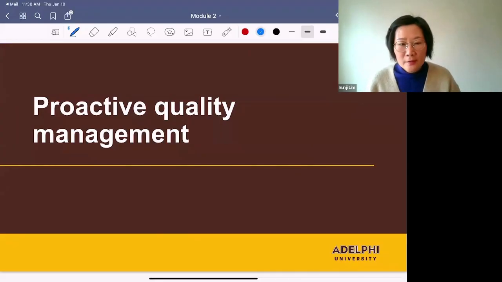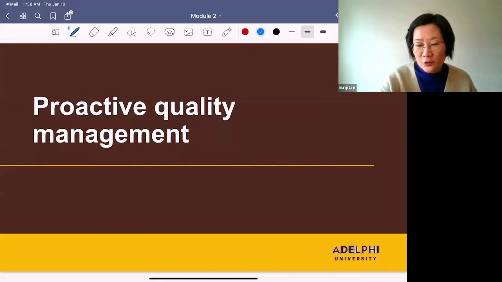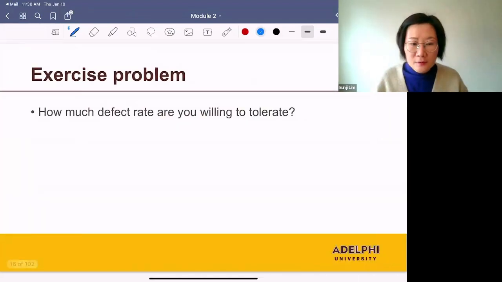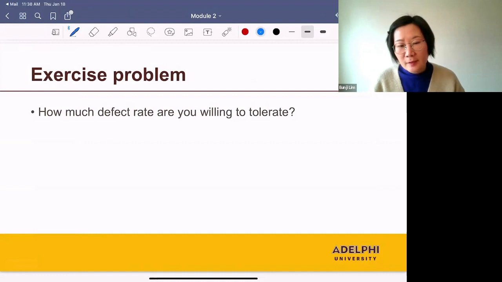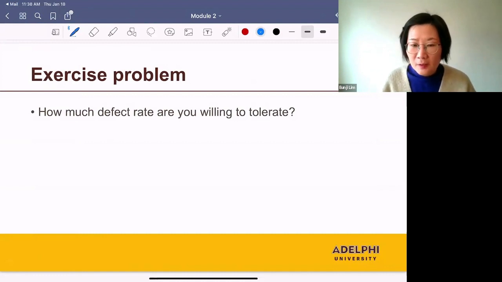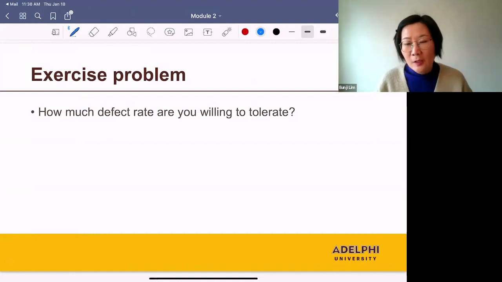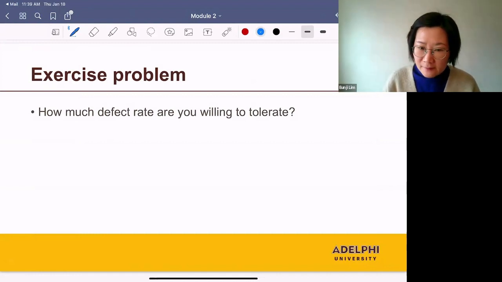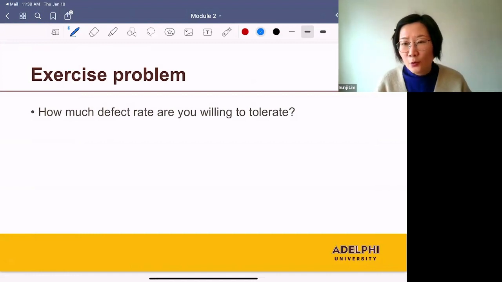Our next topic is proactive quality management. I want to start with a question. Let's say you're producing a product, you're producing cars, and how much defect rate are you willing to tolerate in your products? Are you willing to tolerate some level of defects, or are you targeting 100% defect rate?